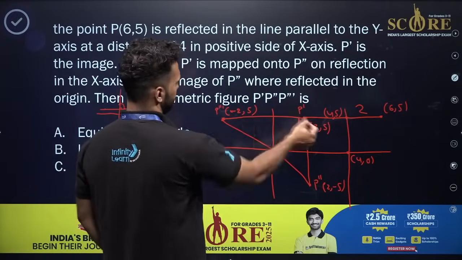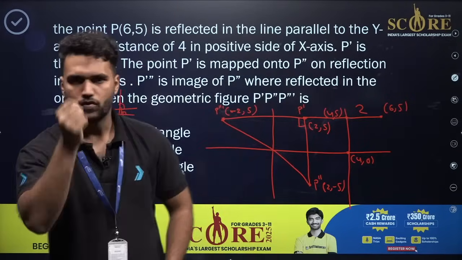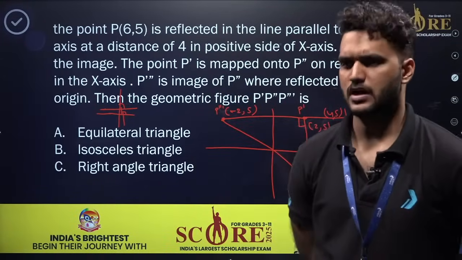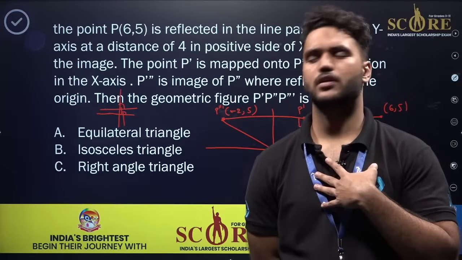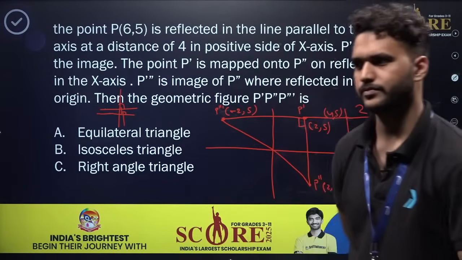The distance between these two is 4. The distance between these two is 10. 10 into 4 divided by 2, 40 by 2, it will be 20. According to me, maybe I can be wrong. So give me the right answer or tell me, am I right or not?